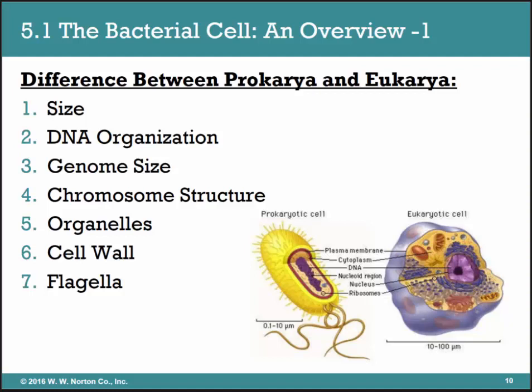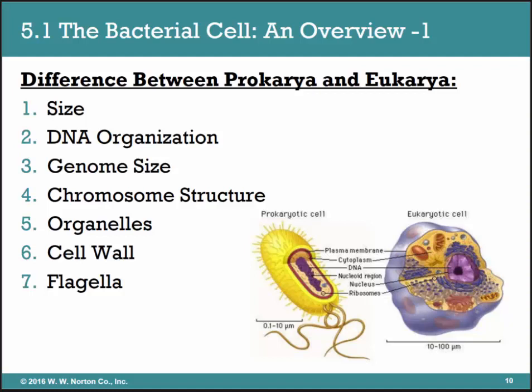Number 3, genome size. Bacteria have a small genome, about 0.5 to 15 million base pairs, while eukaryotes can range from 0.5 million to 20 billion base pairs. The genome of bacteria has very few non-coding parts of DNA. Eukaryotes, on the other hand, have tons of non-coding parts. With DNA, remember you have the exons and introns, and splicing has to occur to make a functional protein.